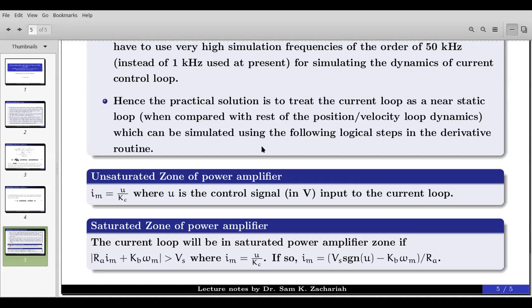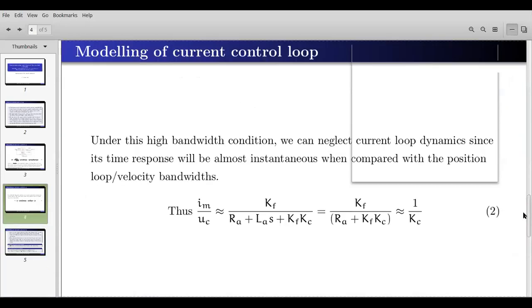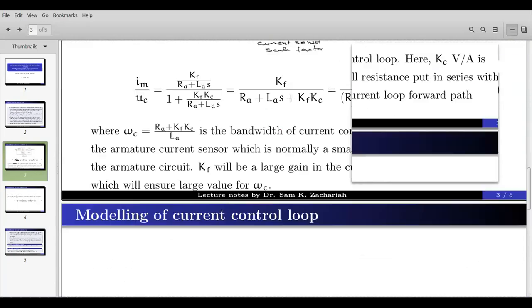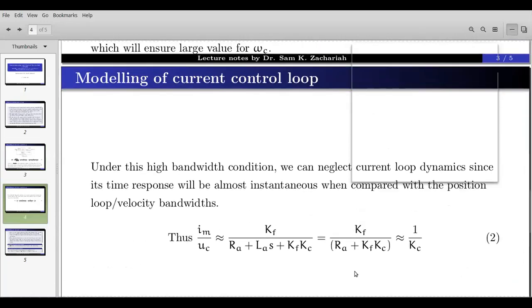in the denominator of Im, shouldn't there be Ra plus La into S? No, sir, in that slide only, the fifth slide. This La into S, you are using a higher bandwidth. No, in the higher bandwidth, this inductor effect will be settling.